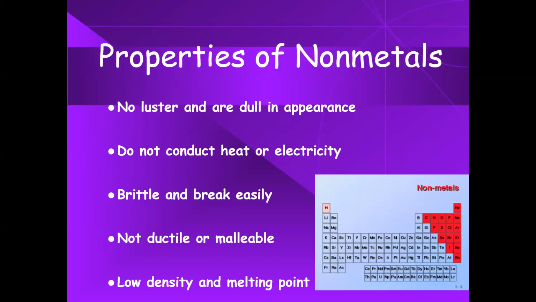Our properties of nonmetals. Well, they're the opposite of metals. They don't have luster and they're dull in appearance. They don't conduct heat or electricity. They're brittle. They're not ductile or malleable. They have a low density and a low melting point.